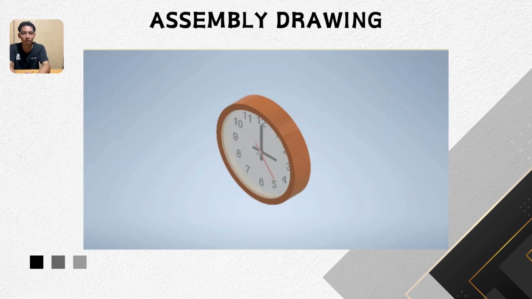Assembly drawing, 3D rendered view. This is a rendered view showing the fully assembled clock. You can see the wooden case, clock face and the 3 hands in place. This gives a good visual idea of how all components come together.